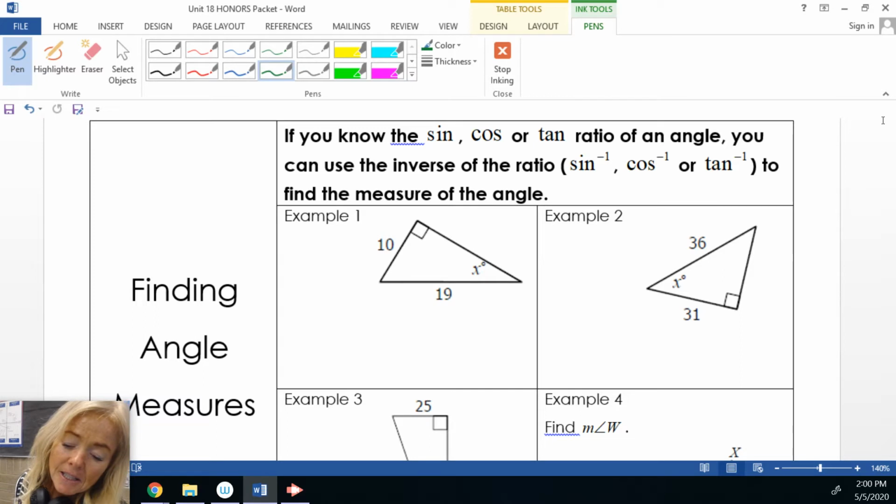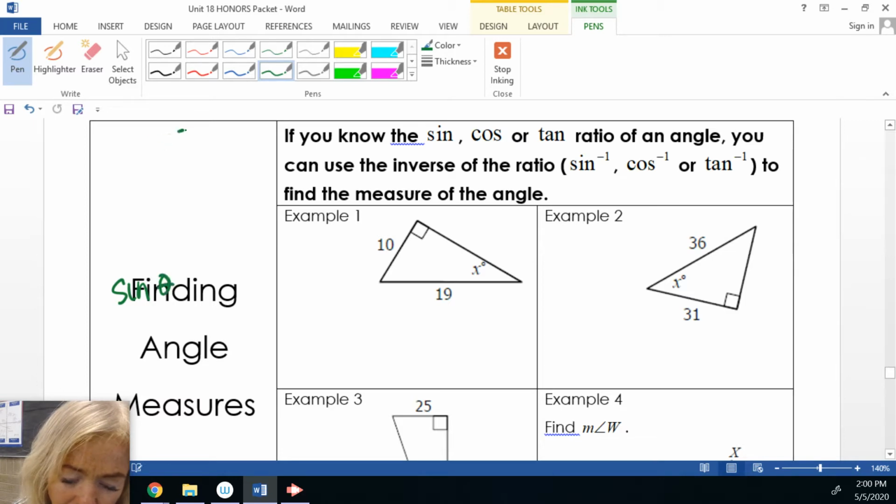So it's pretty nice. Now, if you know the sine, cosine, or tangent ratios of any angles, then you can use the inverse ratio, sine inverse, cosine inverse, or tan inverse to find the measure of the angle, which is kind of crazy because I'm going to show you. Maybe if it doesn't move it, I hope it doesn't move it. So if I have sine, it moved it.